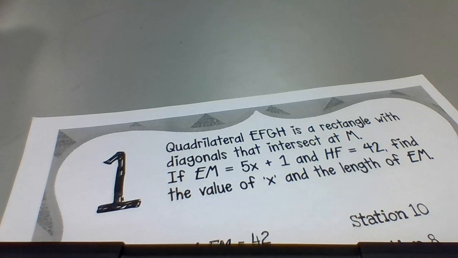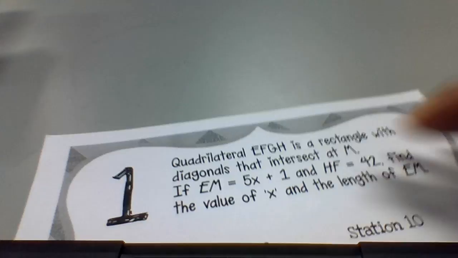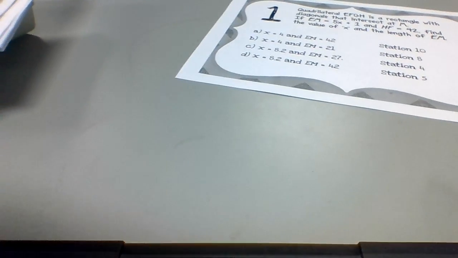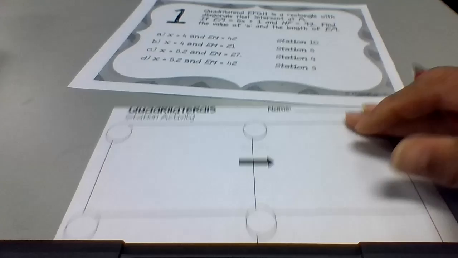This is Chapter 6, Quadrilateral Station Activity. Problem number 1. Quadrilateral EFGH is a rectangle with diagonals that intersect at M. If EM is equal to 5x plus 1 and HF is equal to 42, find the value of x and the length of EM.